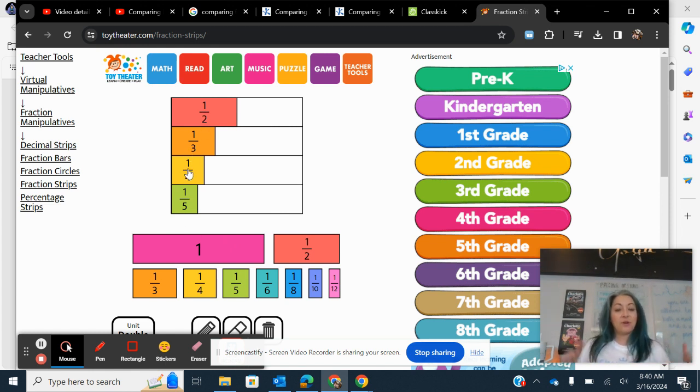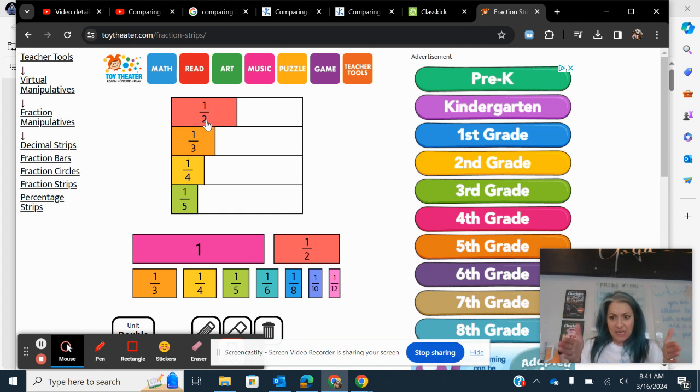And it's very easy to see from that, when you're looking to compare fractions with the same numerator, the fraction with the larger denominator is actually the smaller fraction, because remember, the denominator is how many equal pieces it's broken up into.